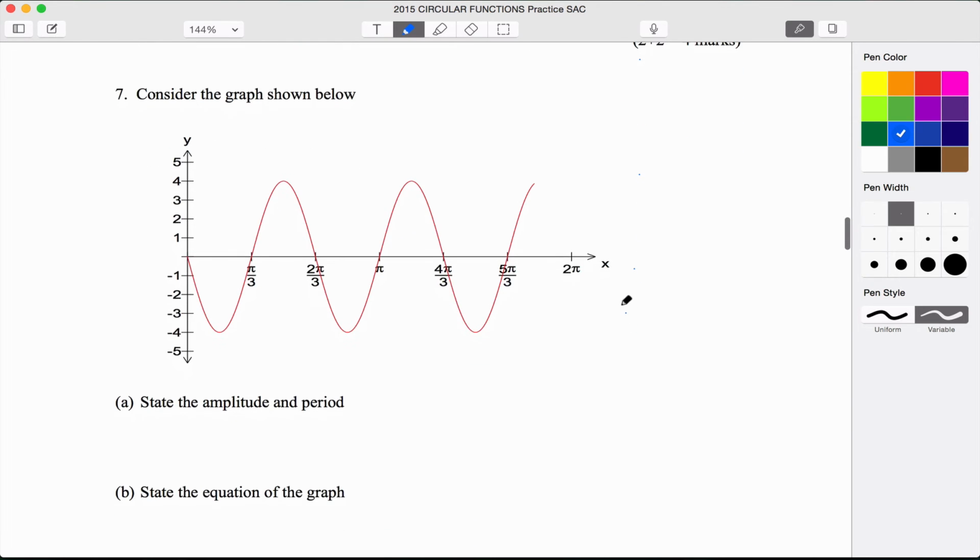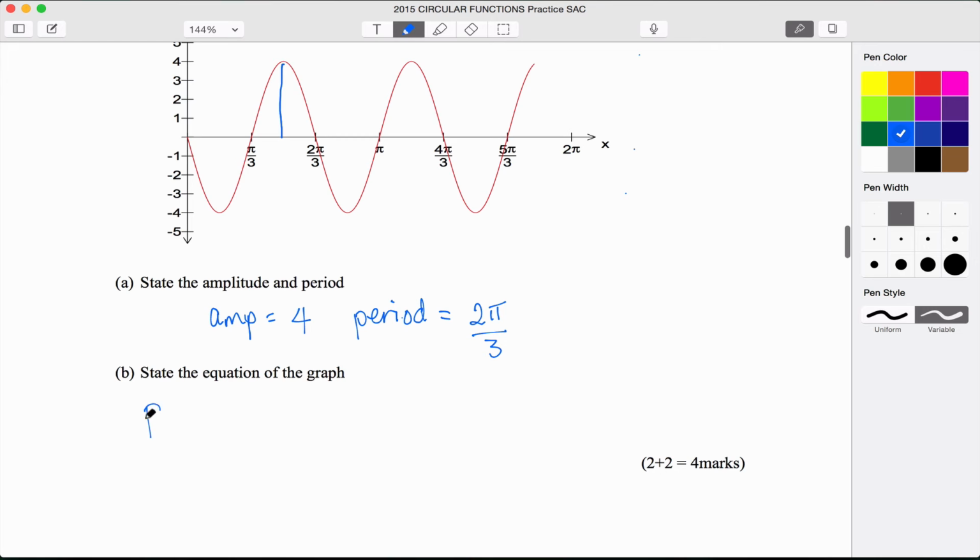Looking at the red graph, state the amplitude and period. Amplitude is this amount here, so it goes from 0 up to 4. Period is how far one cycle goes, so it starts from here and goes to here. So 2 pi over 3 is one cycle.